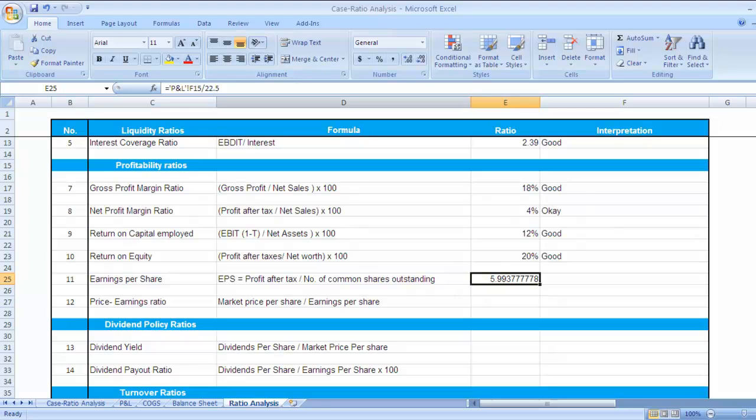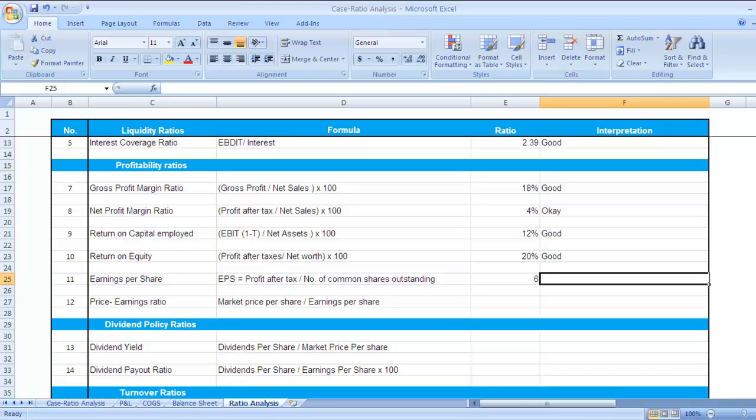So it is 5.99. If you want to remove these decimals, then 6, so rupees 6 is earnings per share. That is, per share the company is giving you 6 rupees.